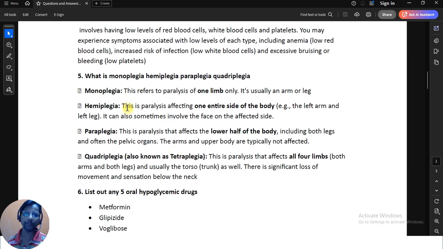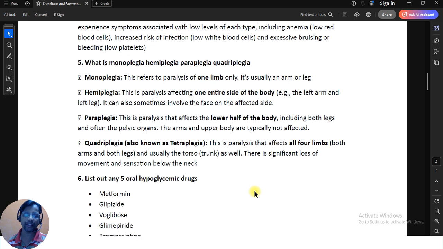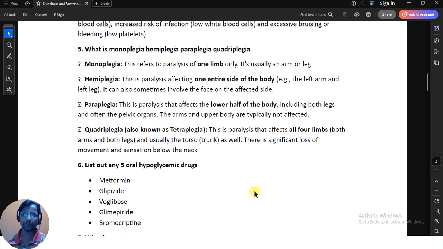Sometimes hemiplegia also includes the face on one side only, whether left or right. Paraplegia is paralysis that affects the lower half of the body, including both legs and often the pelvic organs. The arms and upper body are typically not affected in paraplegia. Next is quadriplegia. This is paralysis that affects all four limbs and usually the torso or trunk, where there is significant loss of movement and sensation below the neck.